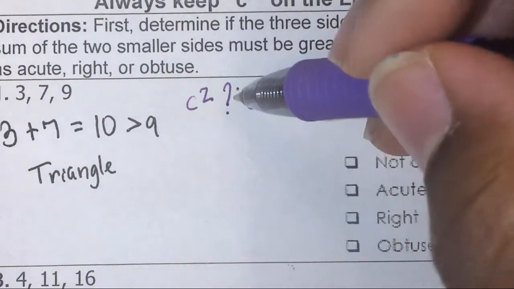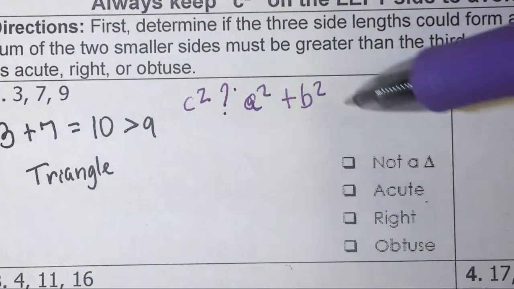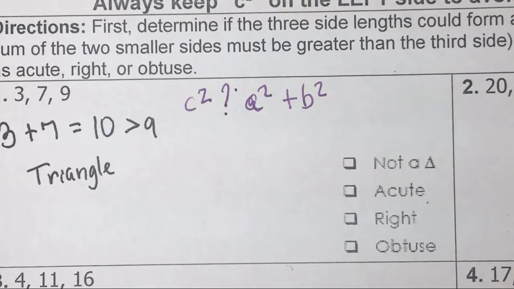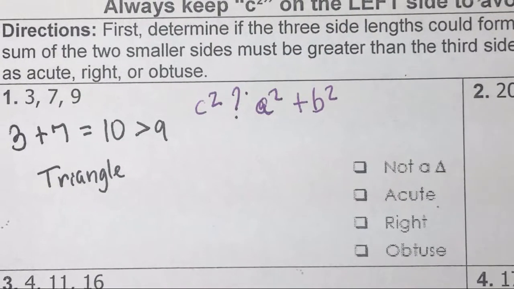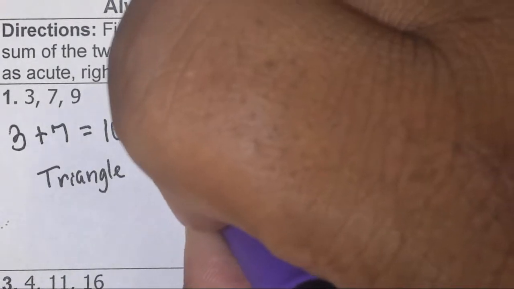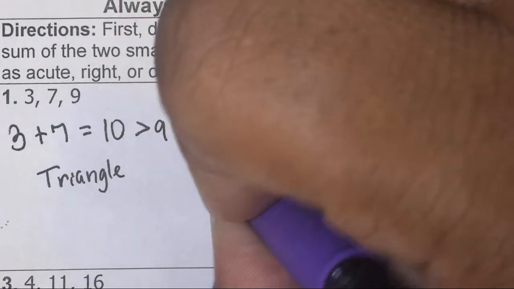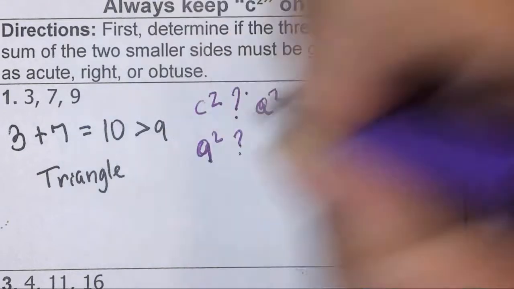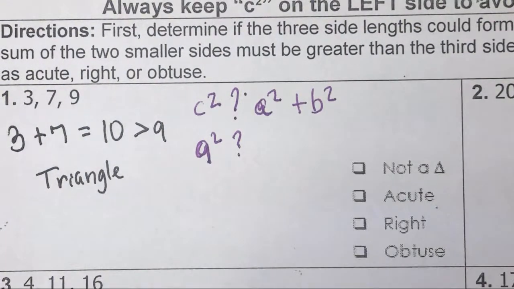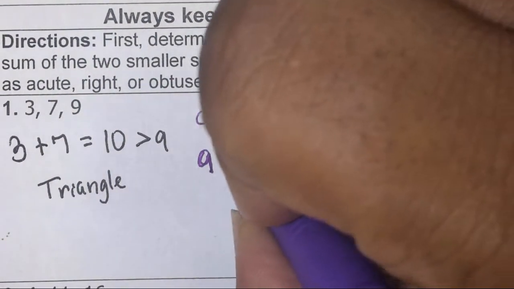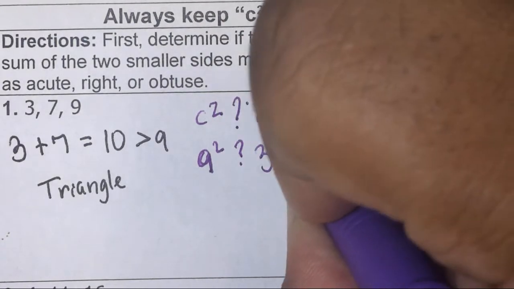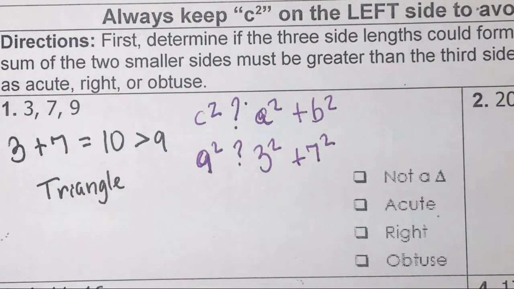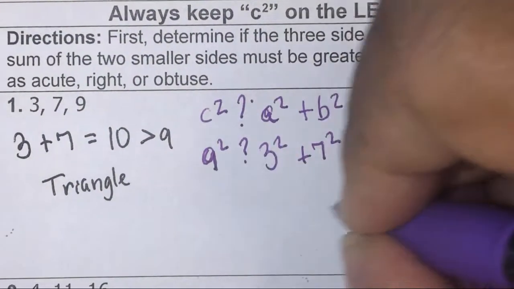So c squared, question mark, because we don't know what sign goes here, a squared plus b squared. But y'all should know what numbers go in. What should c squared be based on the three numbers given? 9. So 9 squared, question mark. We still don't know our symbol. Then a and b. 3 squared plus 7 squared.